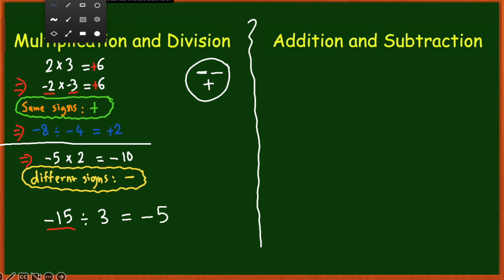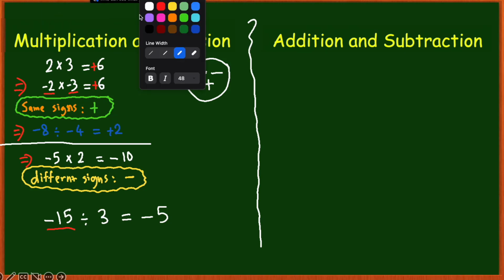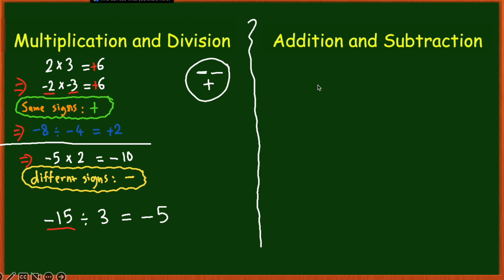Okay, what about adding and subtracting negative numbers? Let's take the following example. Let's say that you are in a building, and in that building you are 2 floors below the ground. We can represent that as a negative number. We can say 2 floors below the ground is a -2, right?